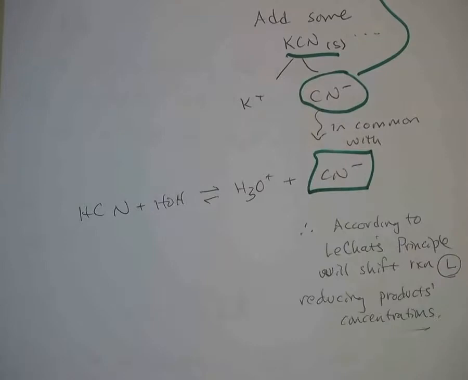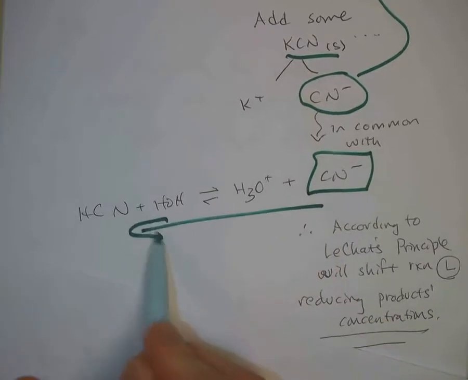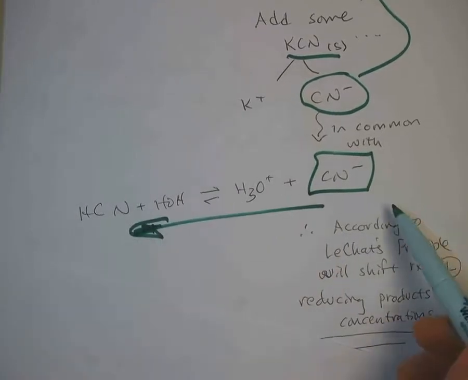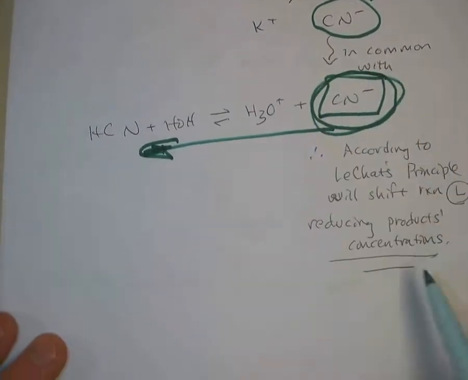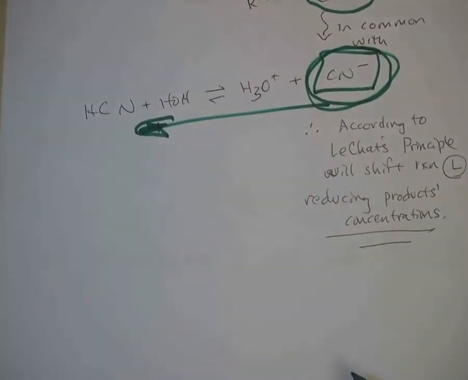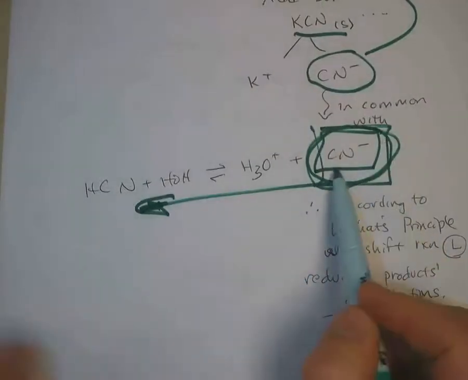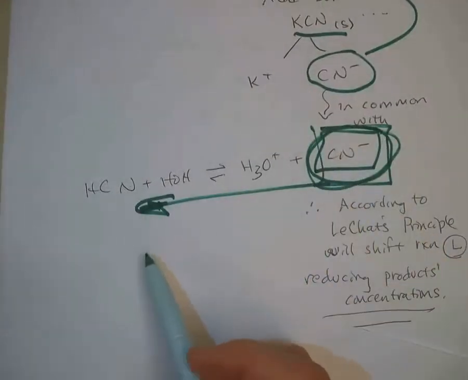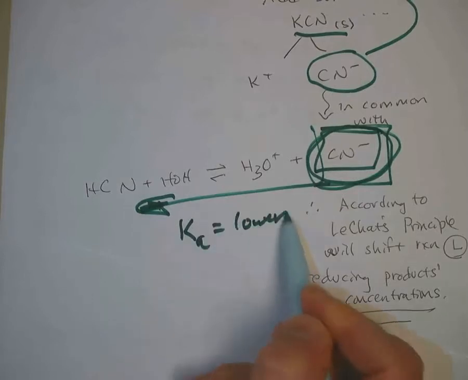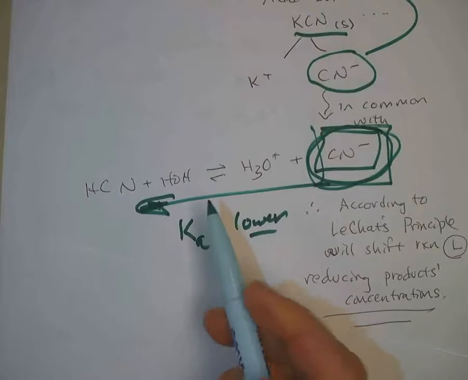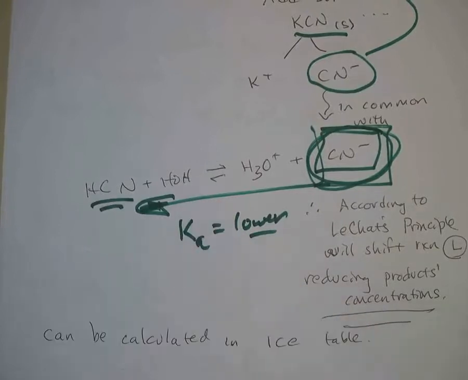According to Le Chatelier's principle, then, the reaction will shift to the left because we've stressed the system by adding some of this ion to it. We will reduce the products' concentrations. Remember, Le Chatelier's principle says that if you stress the system, it will adjust to reduce the stress. And the way that we stress the system here is by adding some of this ion in common with it, and it should shove to the left, reducing the ionization of this particular acid.